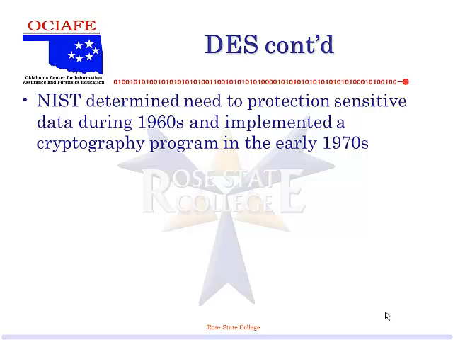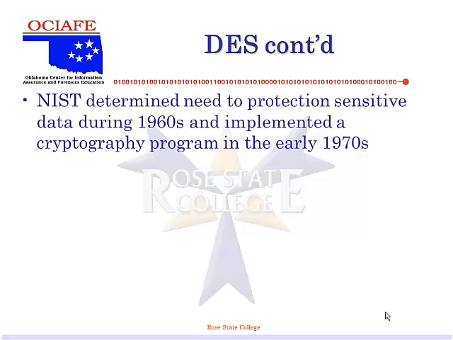Okay. So they determined the need to protect sensitive data during the 1960s. What were y'all doing in the 1960s? Being born. I was born in 62. I wasn't thinking much about computer security in 1962. Yeah. What were you doing? Fighting bears. Fighting bears. Okay.